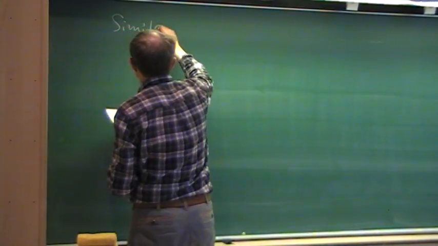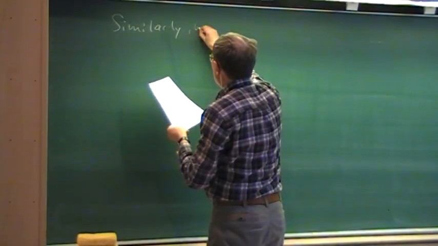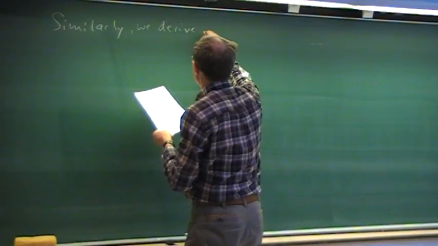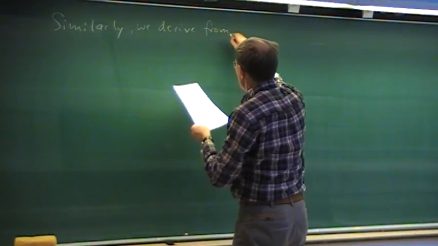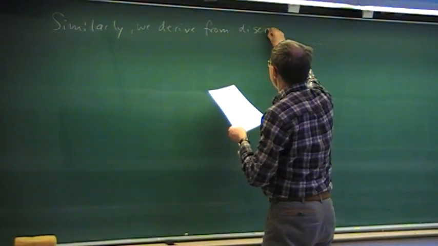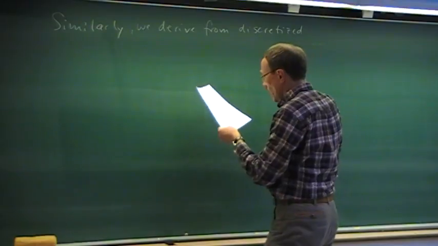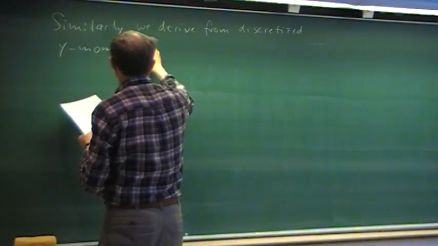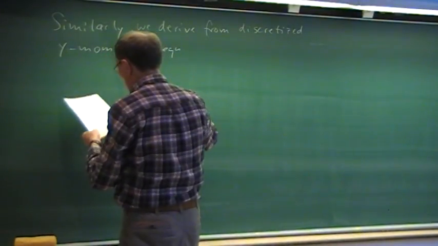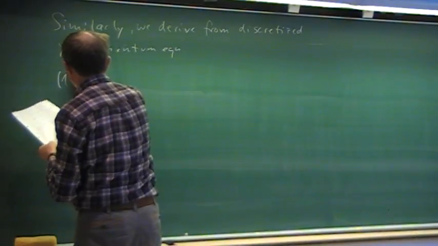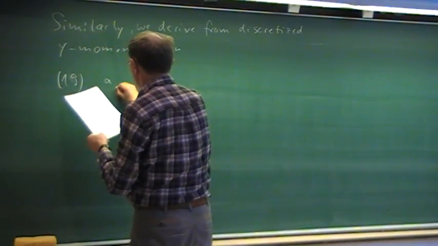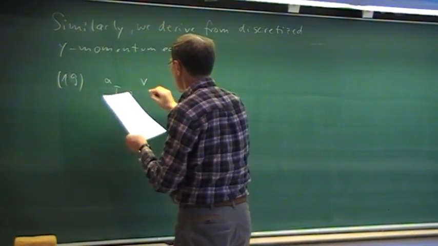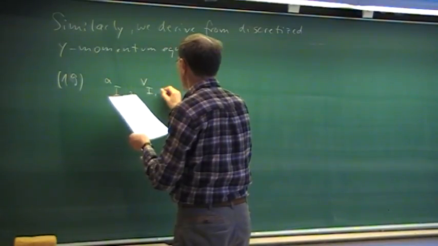So, similarly, we derive from the discretized momentum equation, that is the y momentum equation, that is 19. There we have the coefficients a, capital I, lowercase j, and we want to determine the velocity component at that location.